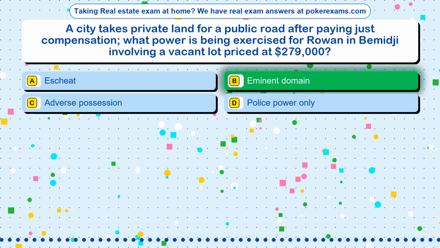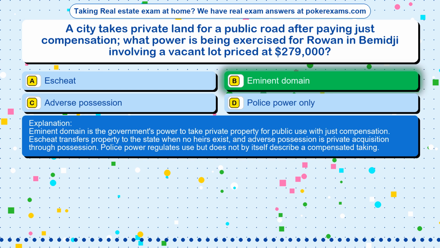The correct answer is option B, eminent domain. Eminent domain is the government's power to take private property for public use with just compensation. Escheat transfers property to the state when no heirs exist, and adverse possession is private acquisition through possession. Police power regulates use but does not by itself describe a compensated taking.